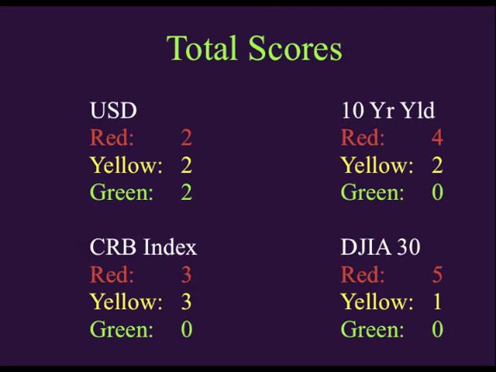Coming in number 2 and slipping quite a bit is the commodities. We got 3 red marks, 3 yellow marks, and 0 green marks there. 10-year Treasury yields, they came in second as we see that we had 0 green marks, 2 yellow marks, and 4 red marks. That means that the 10-year bond is doing really well, the 10-year Treasury bond that is. And the Dow Jones Industrial Average came in last place as it's been slipping and been very volatile lately. We see that we've got 5 red marks, 1 yellow mark, and 0 green marks.